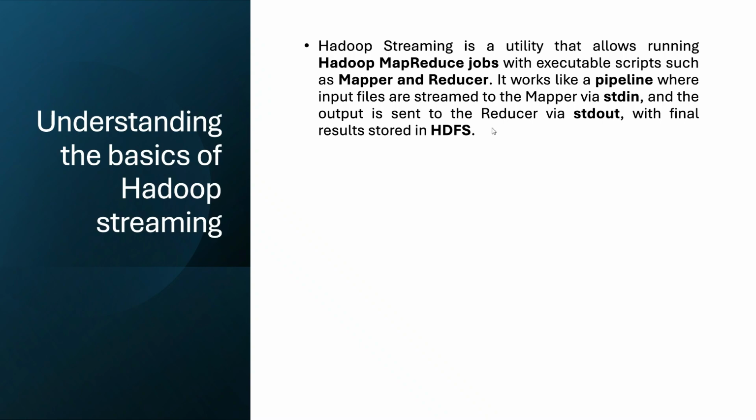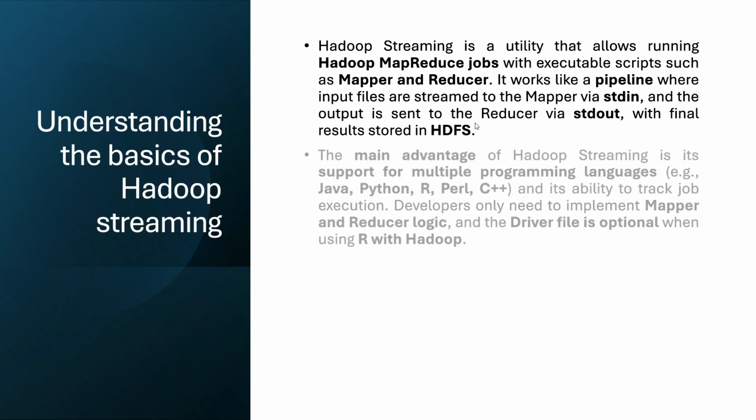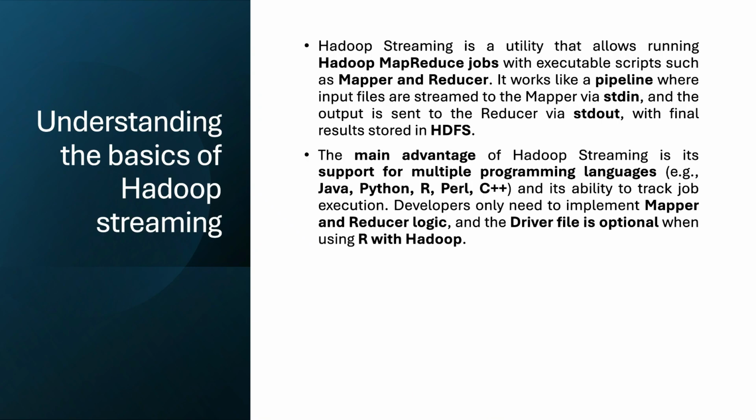Let us understand the flow. First of all, we stream the input to the mapper. Then the output from the mapper is given through stdout to the reducer. And finally, the result will be stored in the HDFS. The main advantage of the Hadoop streaming utility is that it allows Java as well as non-Java programmers to execute MapReduce jobs over Hadoop. Also, it can take care of the progress of running MapReduce jobs.